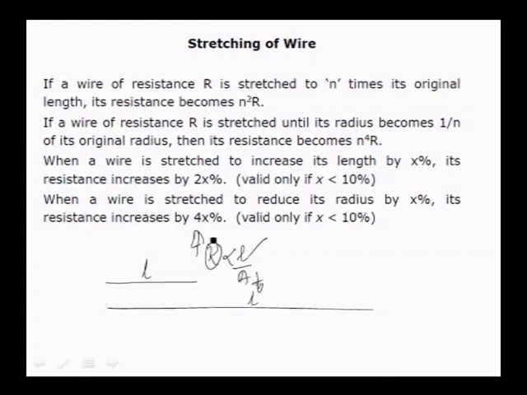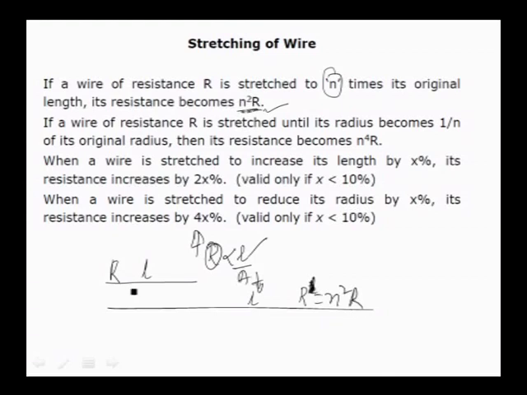So therefore, they were given in terms of number of times or in terms of percentage. Therefore, here I am going to add 4 different methods to the stretching. The first one: if the wire resistance R is stretched to n times its original length, its resistance becomes n square R. If you stretch by n times, then the new resistance is equal to n square R. Say for example, this is equal to R, then the new resistance R dash is equal to n square R.